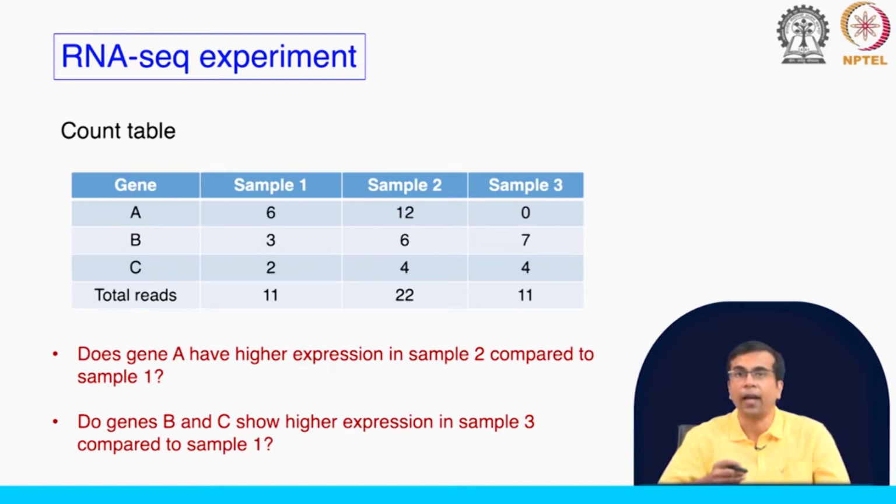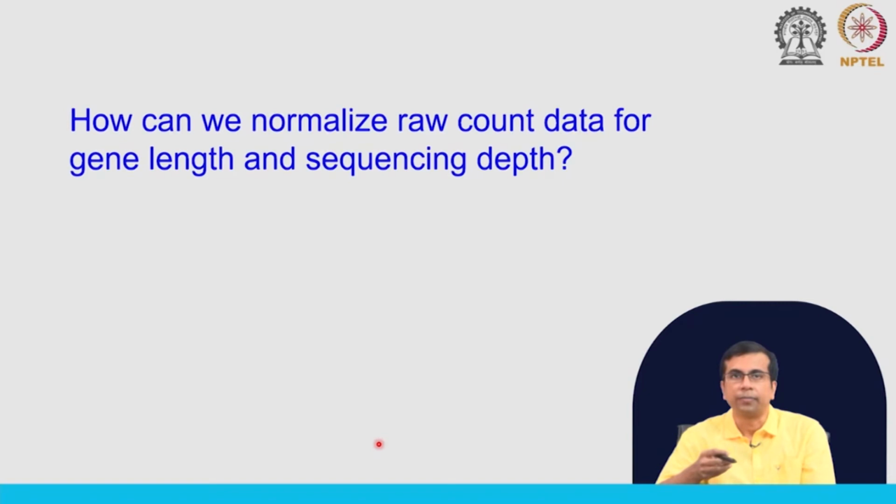So, two questions that I introduced in the last class. First, does gene A have higher expression in sample 2 compared to sample 1? This again depends on a lot of factors which we will analyze today, and we will see if we can answer this question in this class. And then we have the second question: do genes B and C show lower expression in sample 3 compared to sample 1? Again we will see if we can answer that question in this class, or maybe in the next class we will have more sophisticated tools which you can utilize to answer this question.